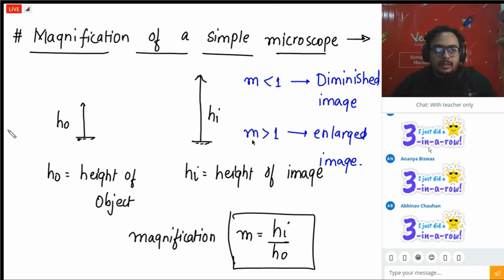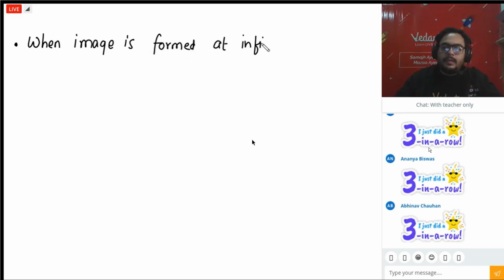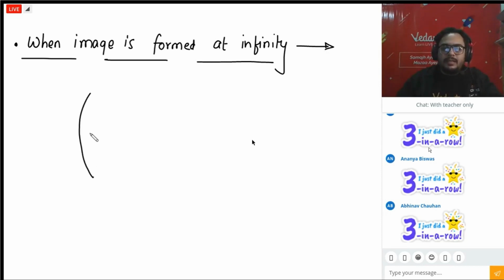So now let us look at the formula for magnification that we are going to focus on. So the first case is when the image is formed at infinity. Okay. Infinity. So suppose I have a magnifying lens. What is a magnifying lens? It is a convex lens. The convex lens is called the magnifying lens.